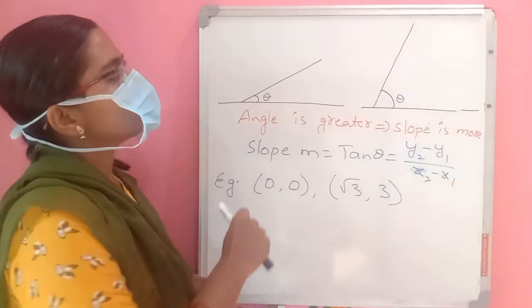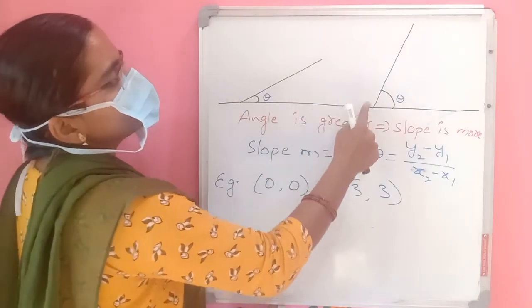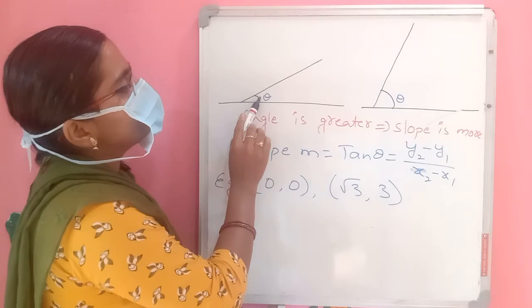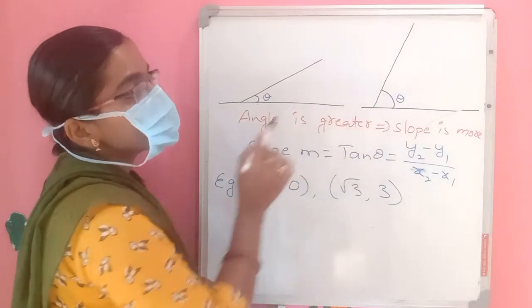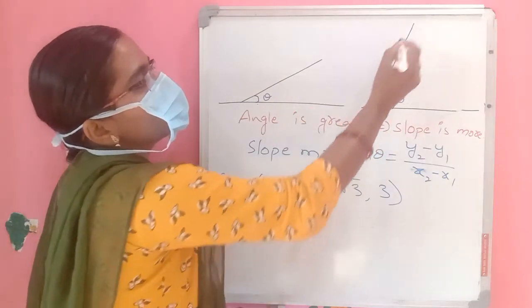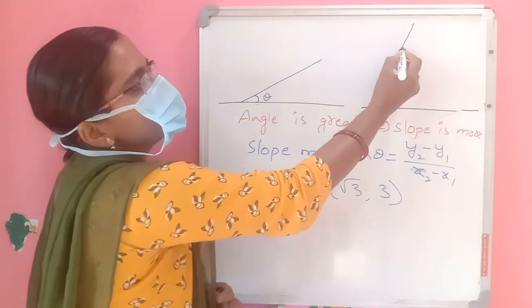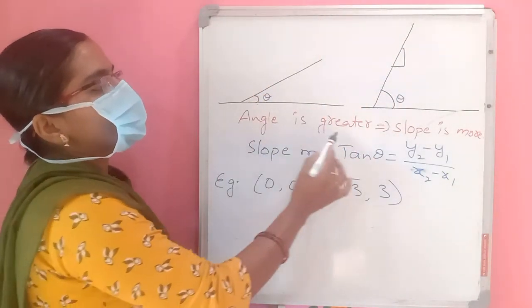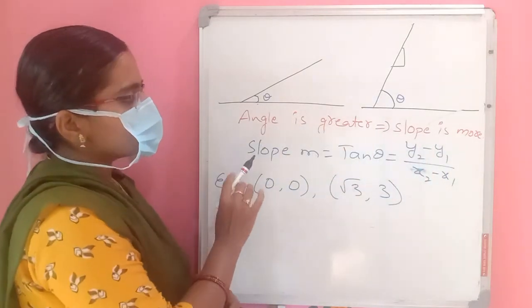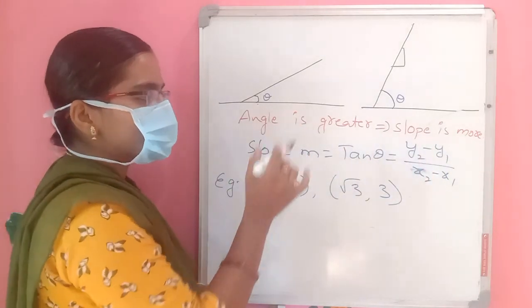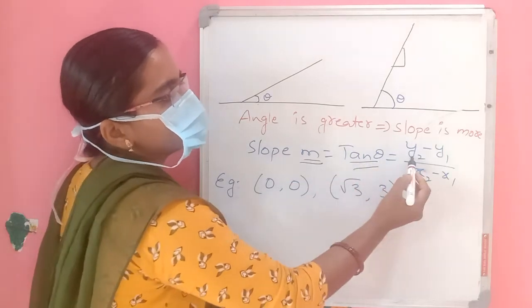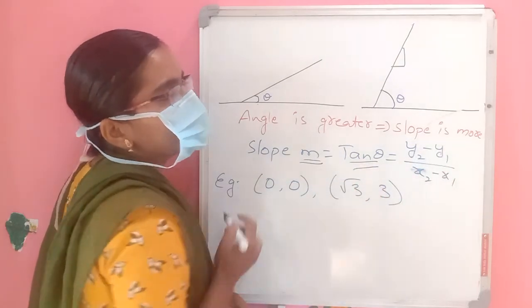Straight line. If you take a straight line, this is a straight line and this is also a straight line. But if you observe, here its angle is less, but here the angle is more. When the angle is more, we say that its slope is more. It has more slope. So when the angle is greater, the slope is more. So what is the slope of a straight line? Slope is denoted by m, which is equal to tan theta, that is equal to (y2 minus y1) by (x2 minus x1).